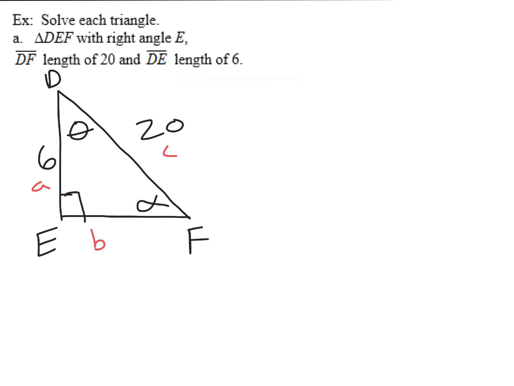I don't believe I know anything else in the problem, and that's what it gave me. Basically 2 sides. DE is 6, DF is 20. All right, if I want to get b, I could go 6 squared plus b squared is 20 squared.